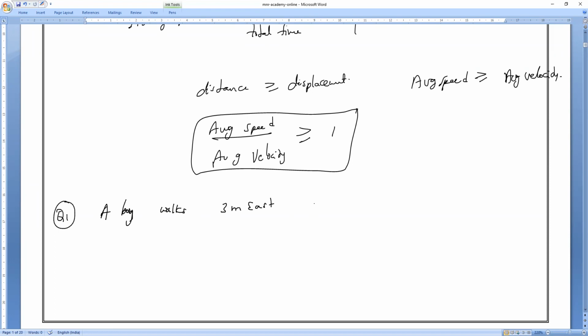Understood? 3 meter east in 2 seconds. Sorry, yeah, 2 seconds. 2 meter east in 2 seconds. Then 2 meter west, 3 seconds.